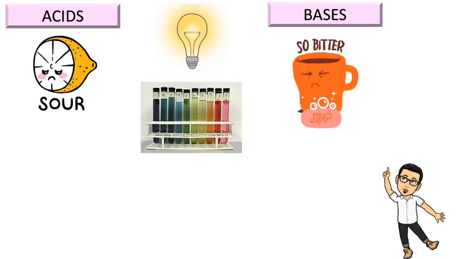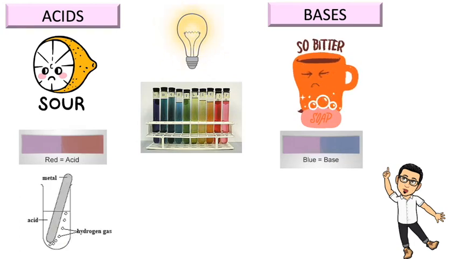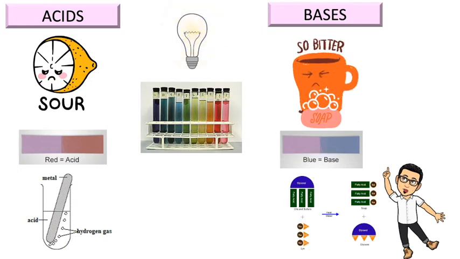Acids and bases change the color of certain acid-base indicators. Two common indicators are litmus and phenolphthalein. Blue litmus turns red in the presence of an acid. Litmus turns blue in the presence of a base. Acids react with active metals to yield hydrogen gas. Bases do not react with metals in the way that acids do. Bases react with many oils and fats.